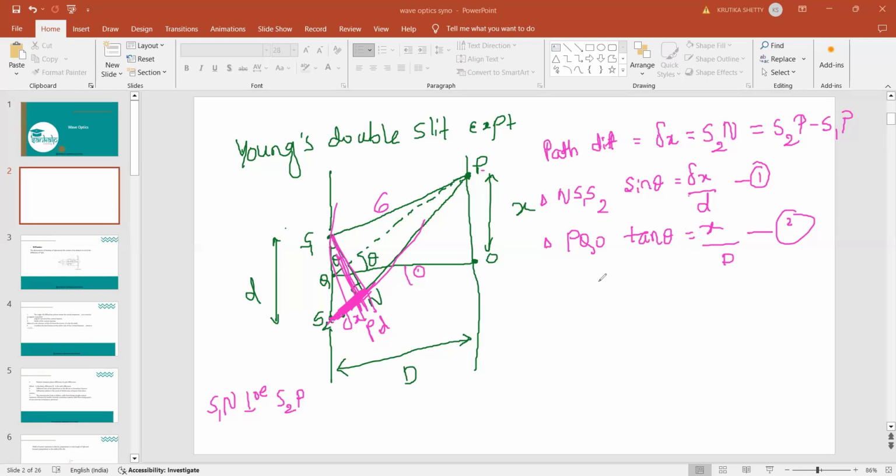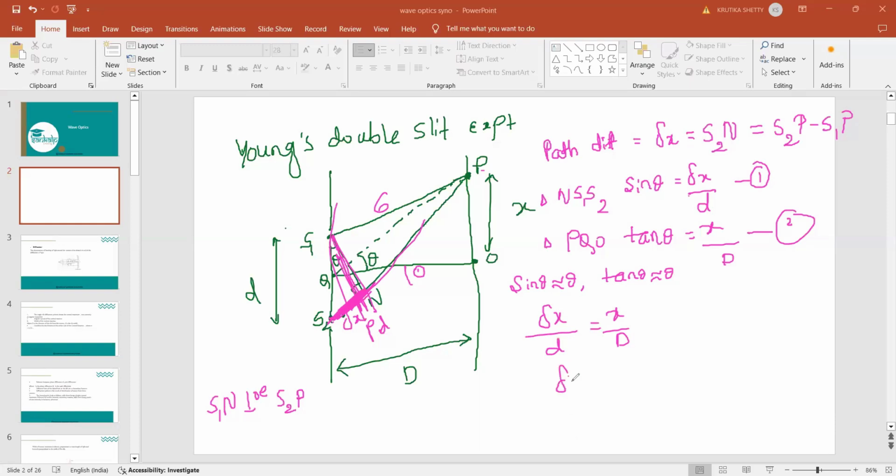Now, for small values of theta, sin theta is nearly equal to theta, and tan theta is also nearly equal to theta. So sin theta is equal to tan theta. From equations 1 and 2, since both are nearly equal to theta, delta x by d is equal to x divided by D.